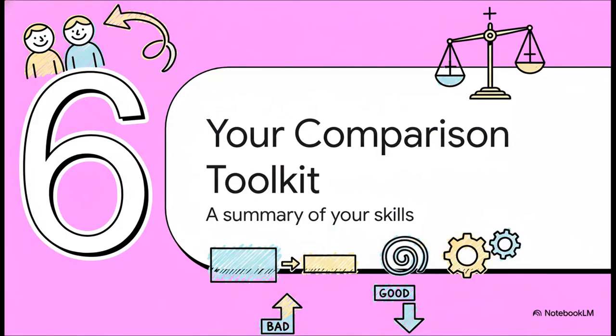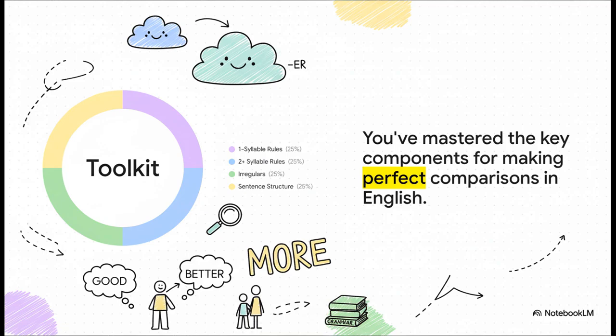And just like that, you've done it. You've built a whole toolkit for comparing pretty much anything in English. Let's do a quick recap of all the awesome new skills you have. So, what's in your toolkit now? You've got the rule for short words, you've got the more rule for long words, you know those pesky irregulars, and you've got the sentence structure down. Using than or as to connect everything, you're all set.